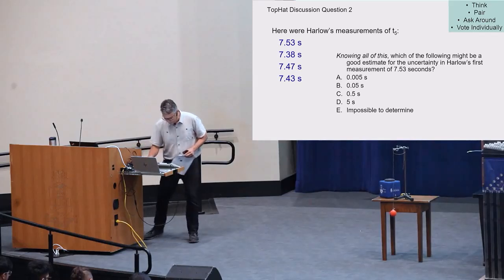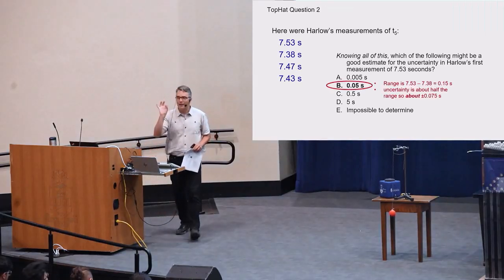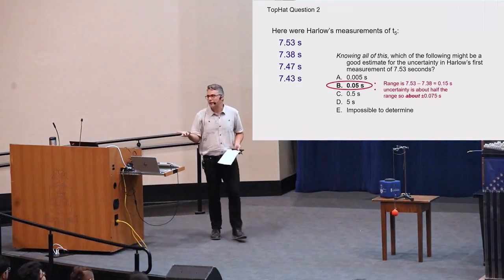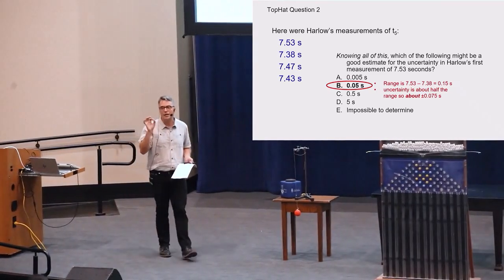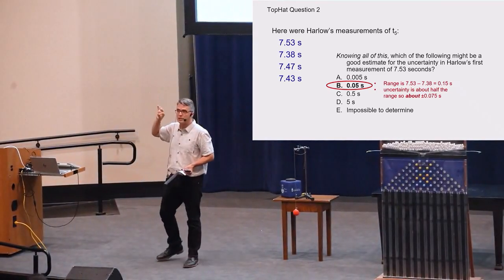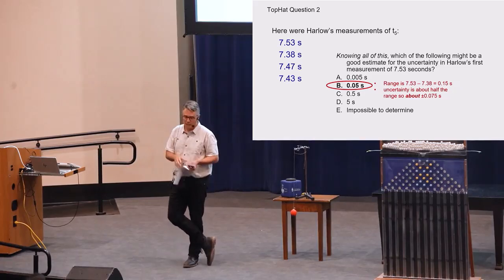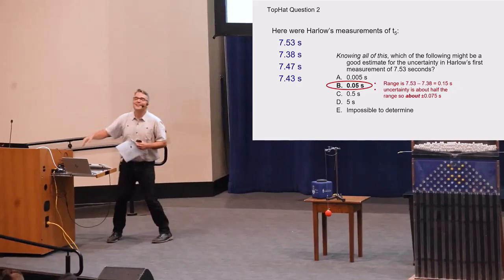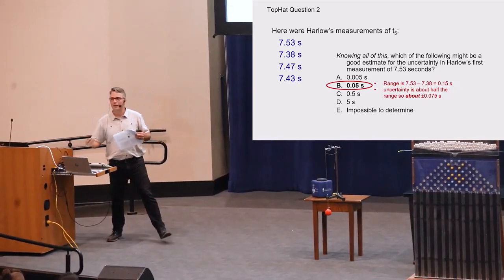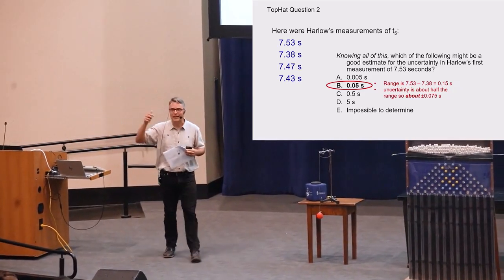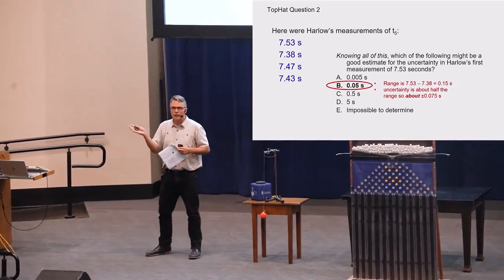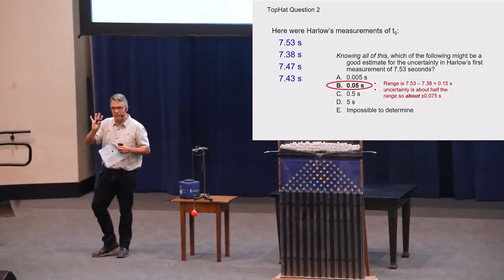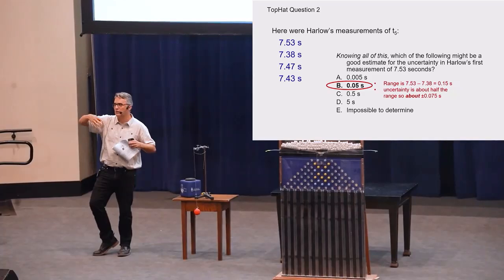So what I was looking for, because we know I kept on getting different answers. If I had gotten the same answer each time, I think then A would have been correct, because it's half the last digit that's displayed on my stopwatch. But it's the knowing all of this part, right? Knowing that every time I measure it, I get a different number. The actual uncertainty is related to the scatter.